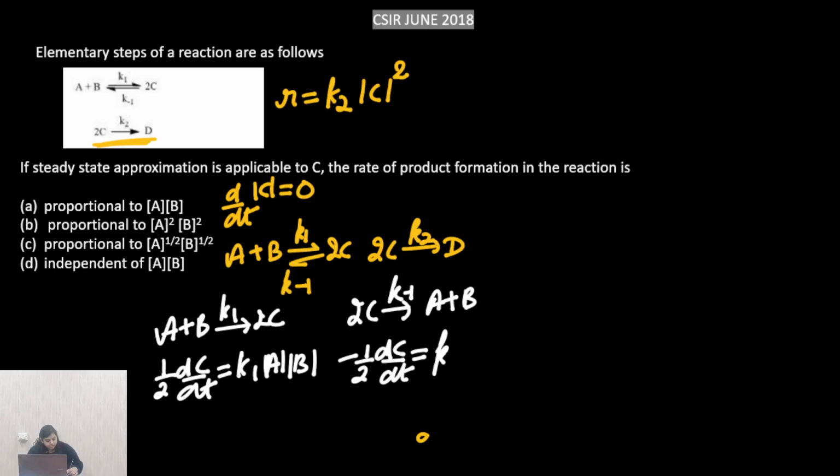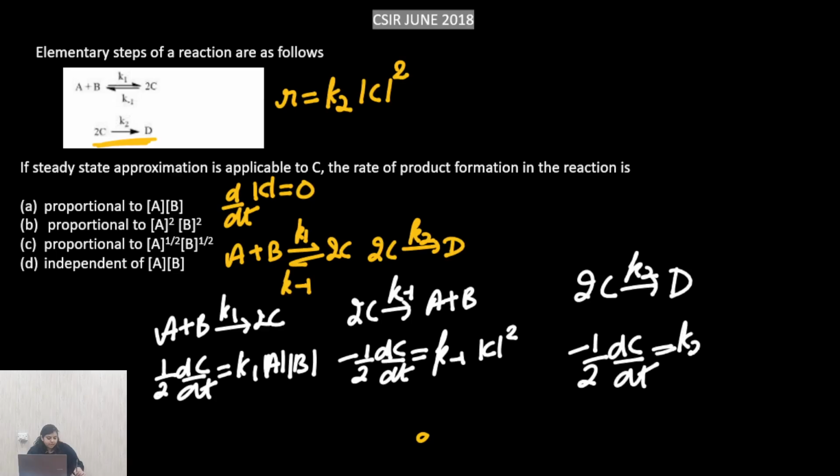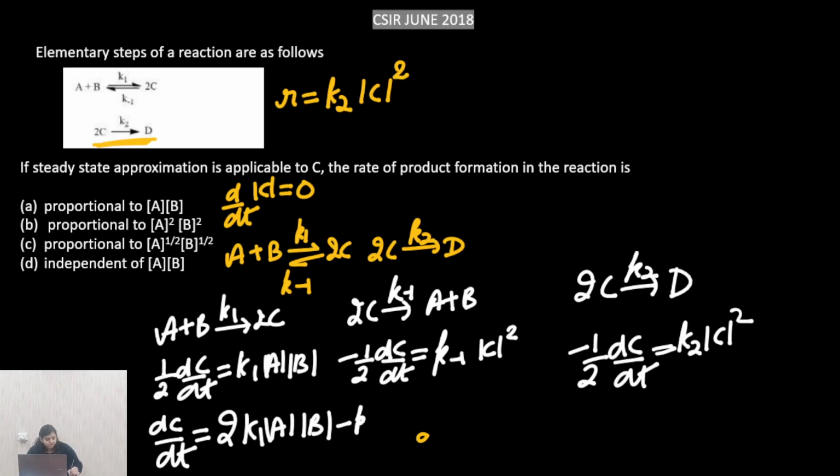So this is K inverse times C square, right? In the second step, it is 2C giving us D with the rate constant K2. So again, minus 1 by 2 dC by dt will be K2 times C square, right? From all of this, the value of dC by dt we can combine, that is equal to 2 times K1 A into B minus 2 times K inverse C square minus 2 times K2 times C square. This is equal to 0.